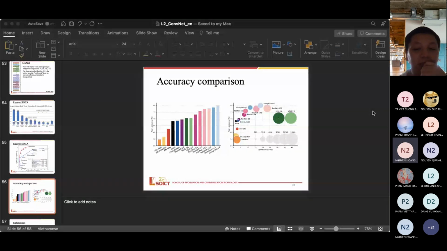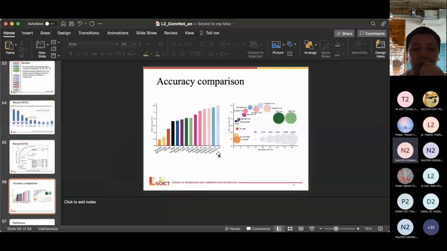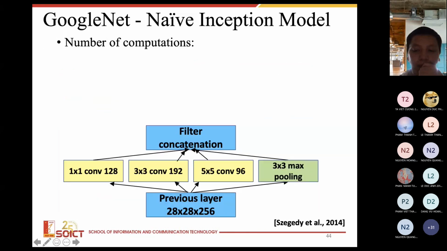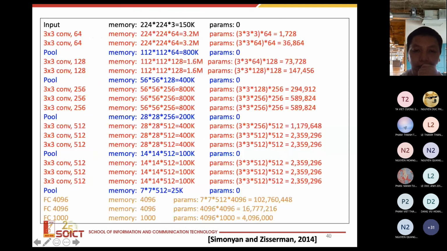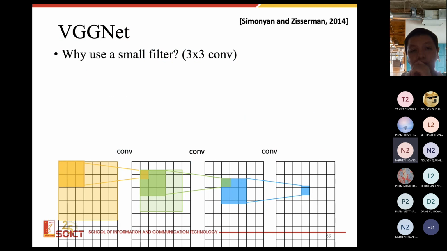Teacher. Yes. Can you go back to slide 40? Yes. The VGGNet slide, I think. No, the previous slide. Can you explain again about the 3 times 3 square and C square parameters?